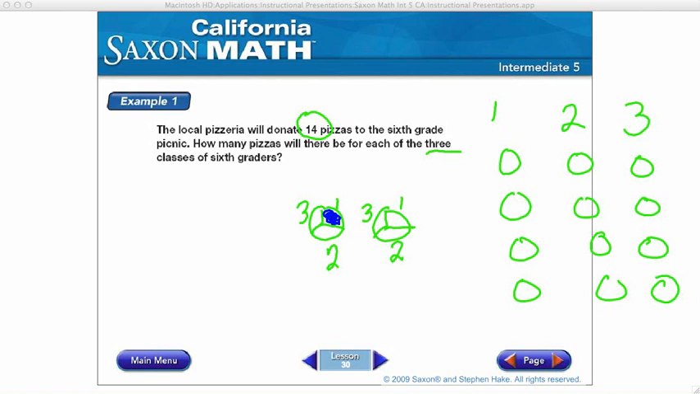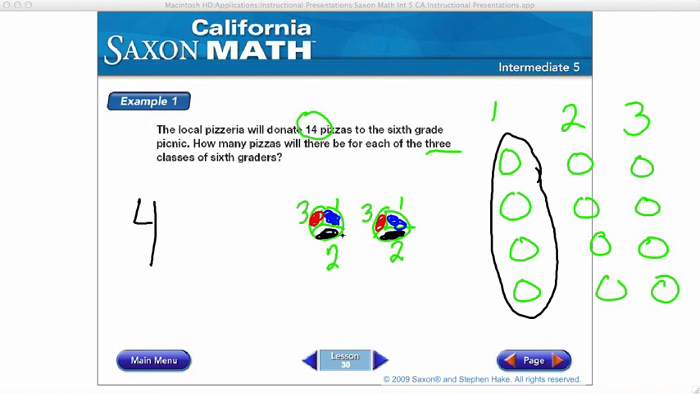Or we can look at it this way. We can color code it. They get a third of each of these pizzas. They get a third and a third. So each class is going to get a total of 4 pizzas plus 2 thirds, a third from this pizza and a third from this pizza. So each class will get 4 and 2 thirds pizzas.